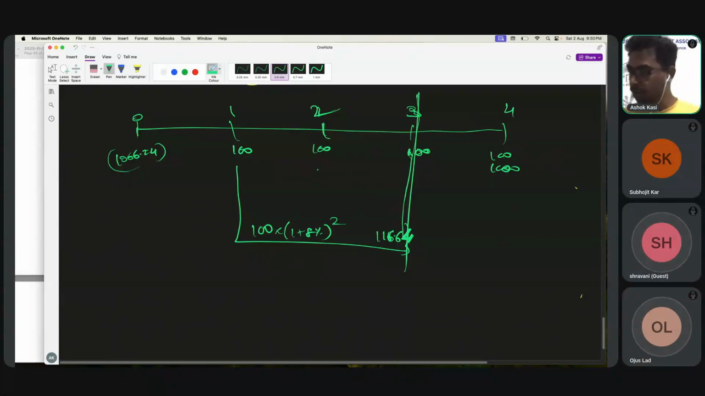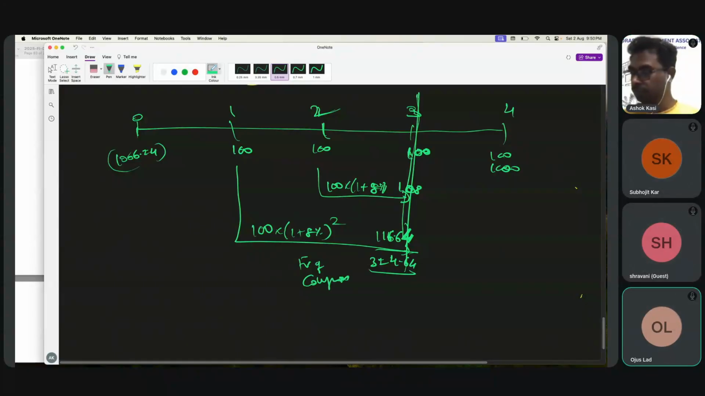Then 108, for 1 year. So this is 108, and this is 100. Now you add up all this: 324.64. This is the future value of all coupons at the end of year 3.